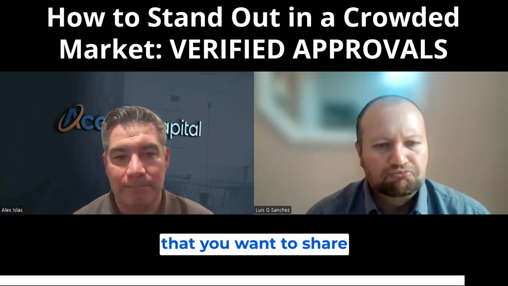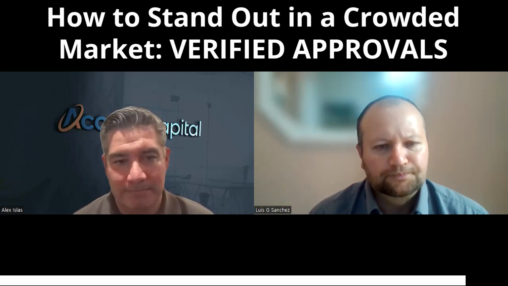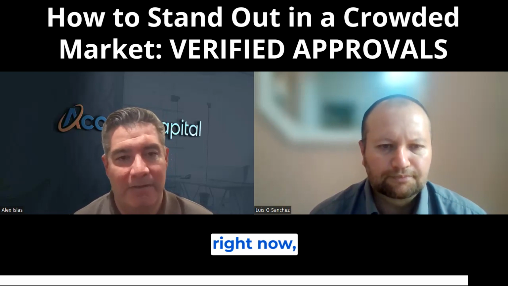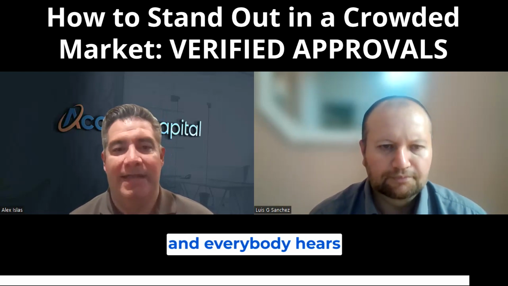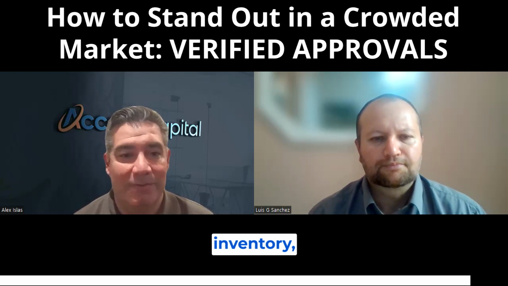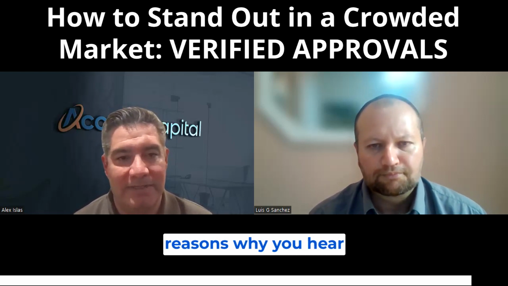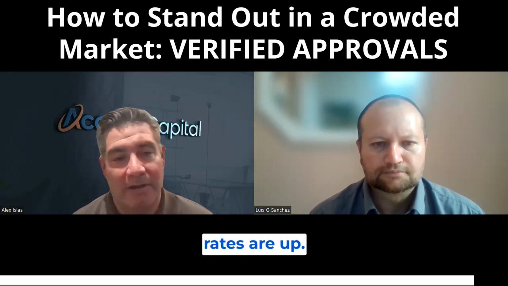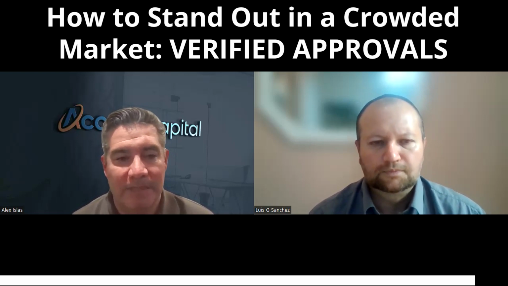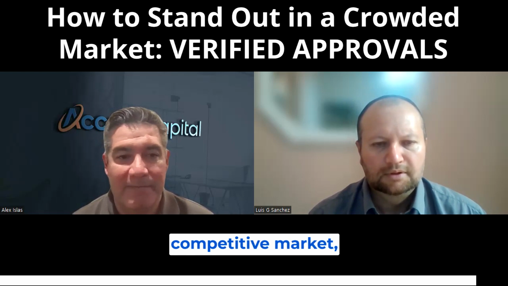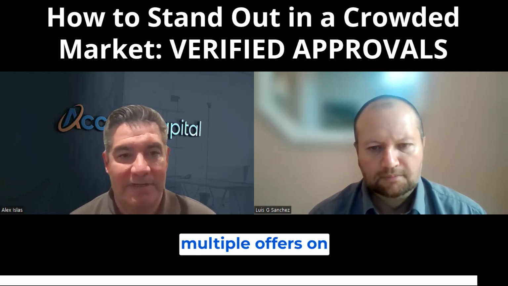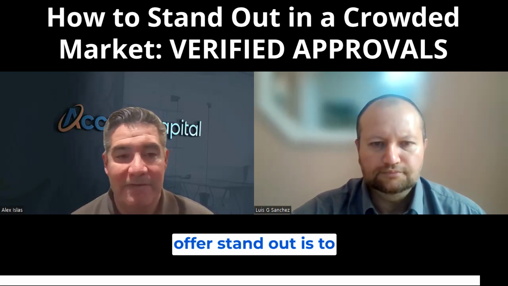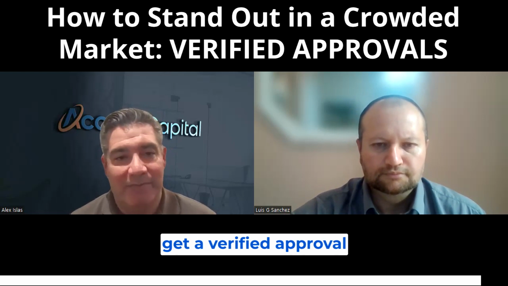Okay. And then is there anything else we're missing here that we didn't cover that you feel is important to share? Yeah, I think in this very competitive marketplace right now, everybody hears that there's not a lot of inventory, which is one of the reasons why home prices haven't come down, even though interest rates are up. It's still a competitive market. You're still getting multiple offers on properties. So one way to have your offer stand out is to get a verified approval letter.